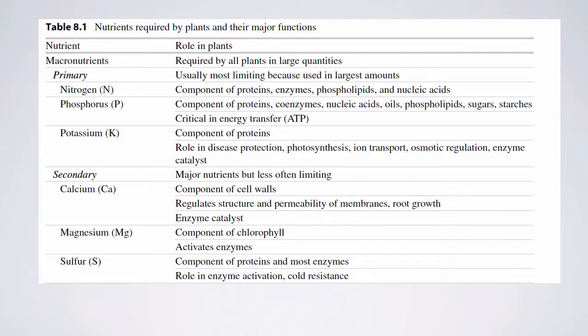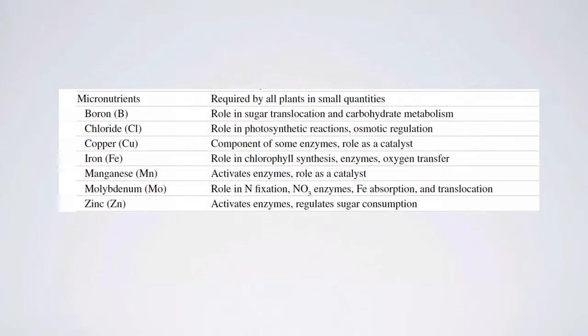These are the macronutrients. We have 6 macronutrients. The primary ones, nitrogen, phosphorus, and potassium. Secondary ones, calcium, magnesium, and sulfur. Now the micronutrients, those that are required in smaller amounts than macronutrients, 7 are listed here: boron, chloride, copper, iron, manganese, molybdenum, and zinc.